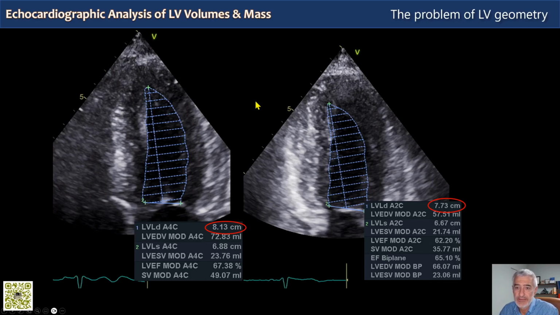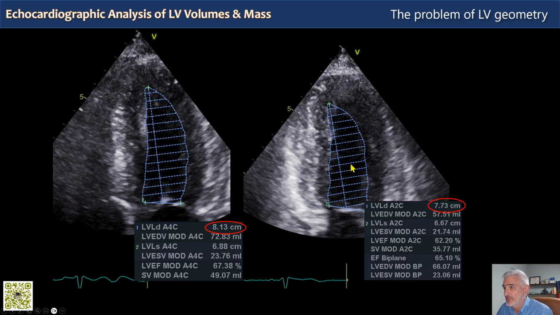Now, once we have obtained an apparently correct four-chamber view here on the left, it is important to compare it with the corresponding two-chamber view here on the right, obtained usually immediately afterward. The echocardiographic machine provides us with a wealth of information resulting from our measurements, and we must learn to interpret them all. We have areas, we have a long axis, we have volumes in end diastole, in end systole, and then the corresponding stroke volumes, and finally biplane volumes and ejection fraction.